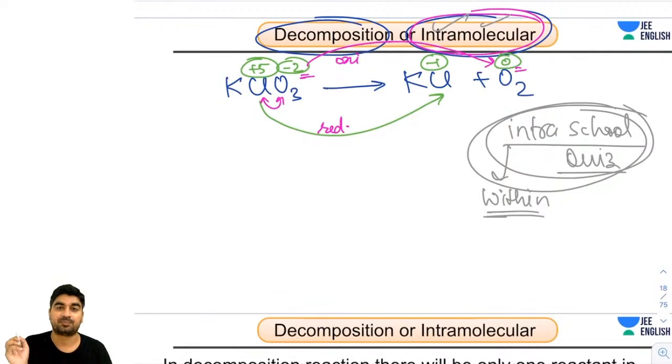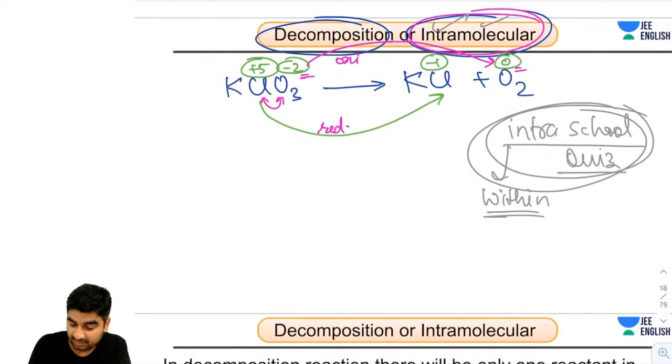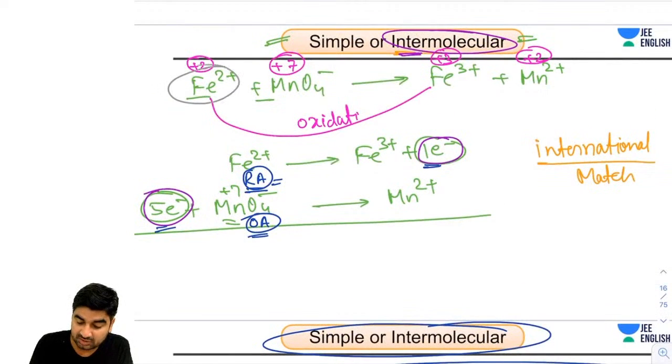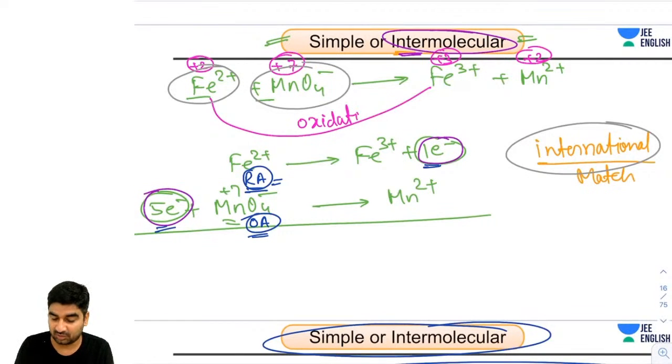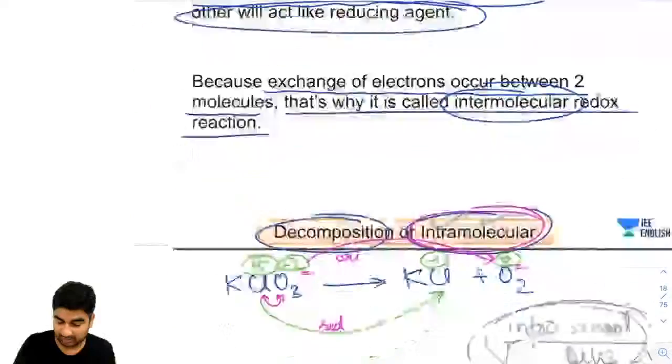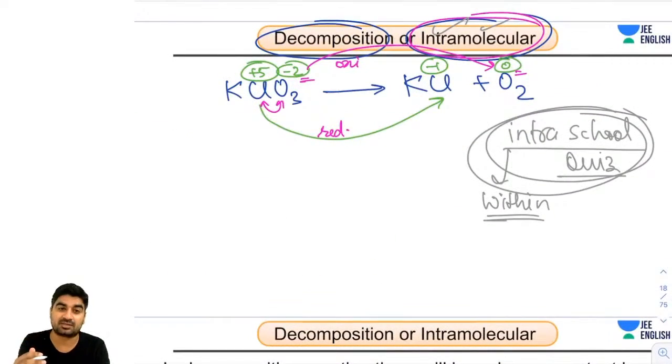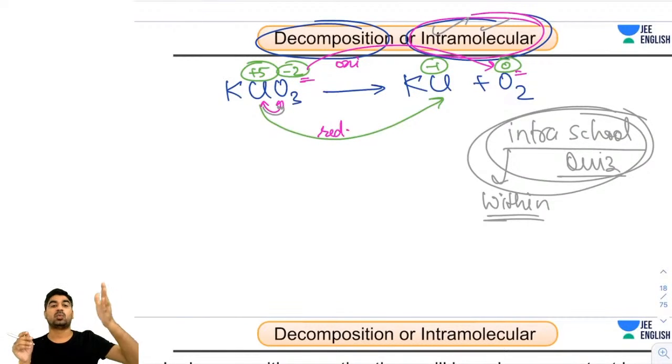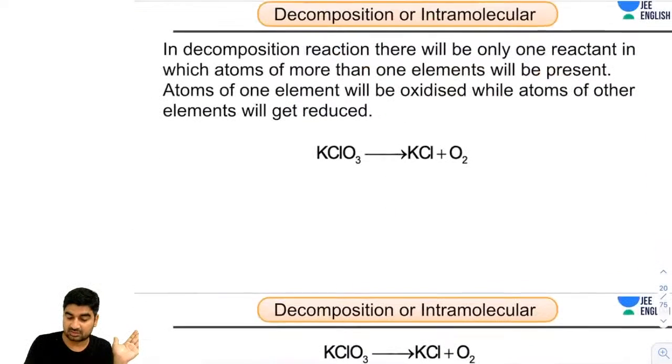Similarly, intramolecular means within the same molecule. So exchange of electrons is taking place between the atoms of the same molecule. Here exchange of electron was taking place between two different molecules, that's why we called it intermolecular. But here exchange of electron is taking place within the same molecule. Actually, there are two atoms in the molecule. One is oxidizing and the other is reducing. So exchange is occurring within the molecule, so I'm calling it intramolecular. Okay, guys, note it down.